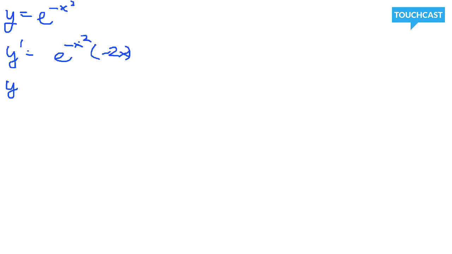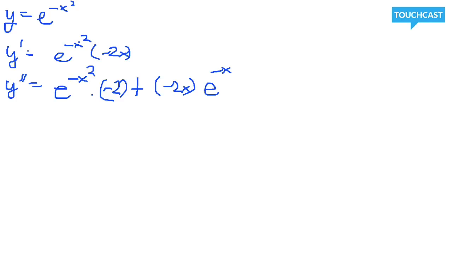So now when it's time to find y double prime, I'm going to need to use the product rule. So the derivative of e to the negative x squared times the quantity negative 2x is going to be the first times the derivative of the second, plus the second times the derivative of the first. Oh, I've already found this derivative, e to the negative x squared times a negative 2x.